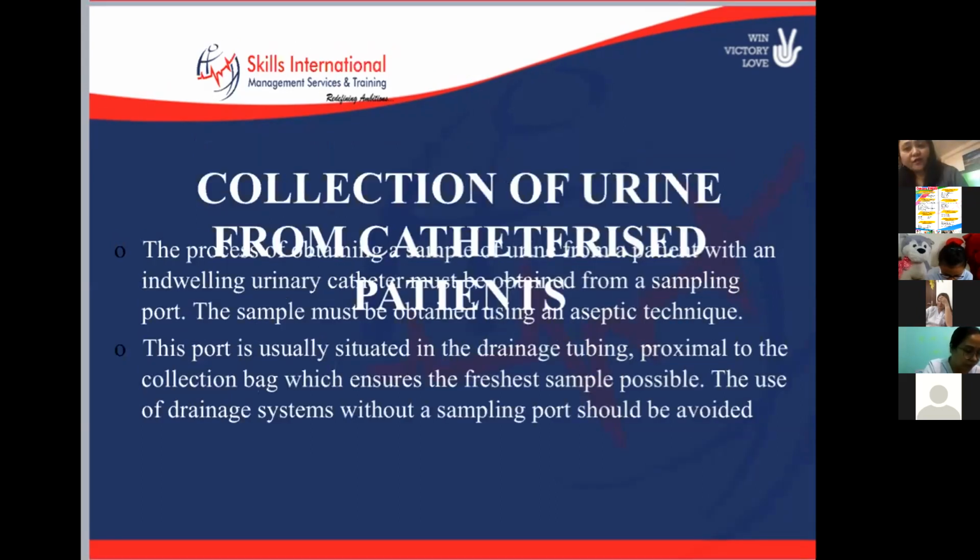For the collection of urine from catheters, the process of obtaining the collection from an indwelling urinary catheter must be done from the sampling port. The sample must be obtained using aseptic technique. The port is usually situated in the drainage tube proximal to the bag, which ensures the freshest sample possible. As soon as you get it, you bring it immediately to the laboratory. Use of a drainage system without a sampling port should be avoided.